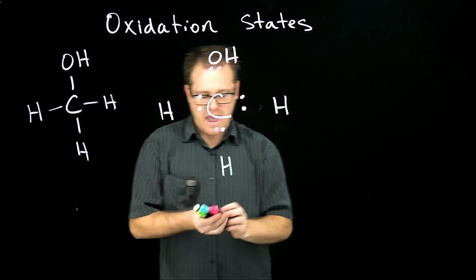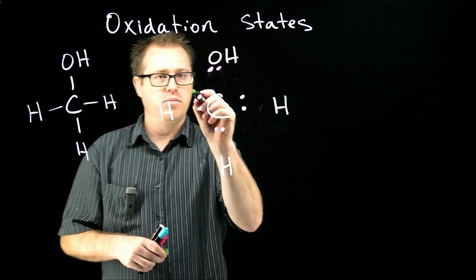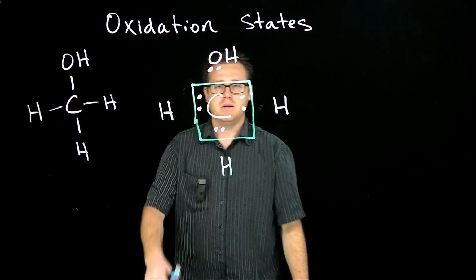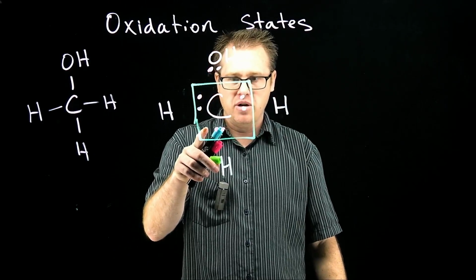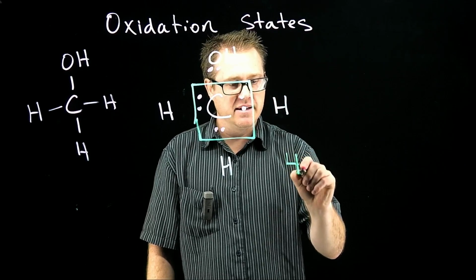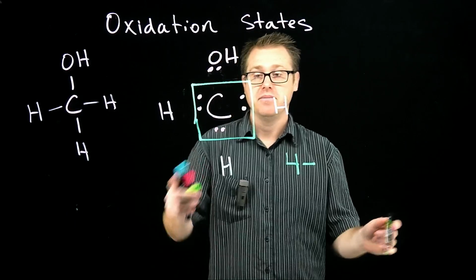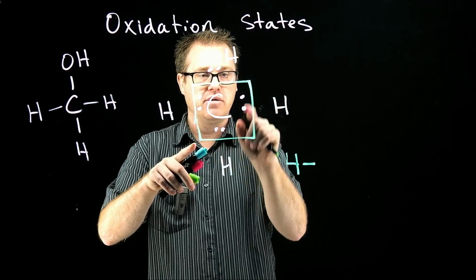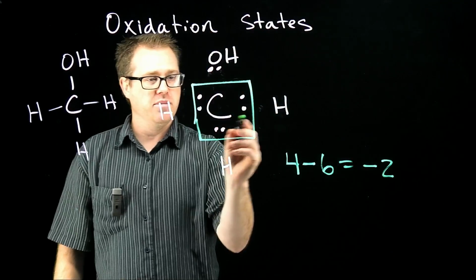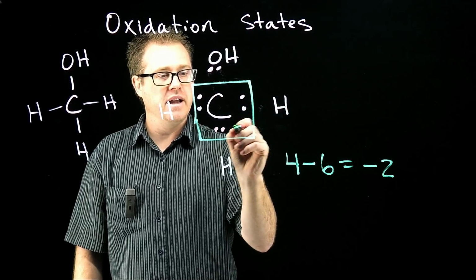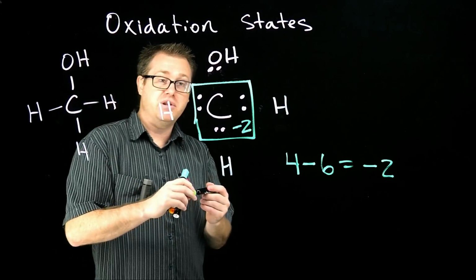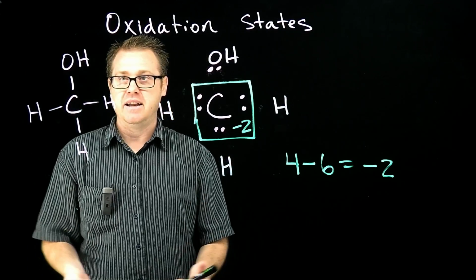Then we put a box around the electrons that carbon owns. So what is the oxidation number for carbon now? You take how many valence electrons it is supposed to have, and then count how many electrons it owns. 1, 2, 3, 4, 5, 6. So that equals a -2. This carbon has an oxidation number of -2, but a formal charge of 0. They're just two different techniques for counting electrons.